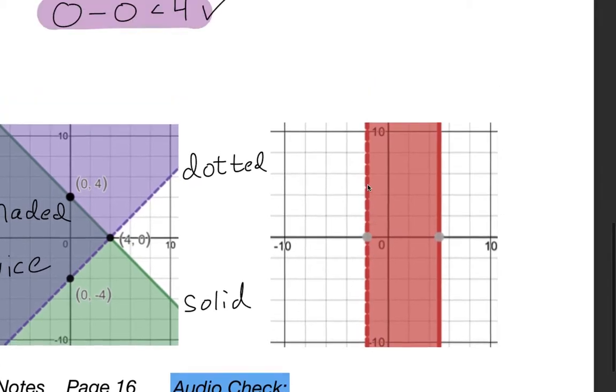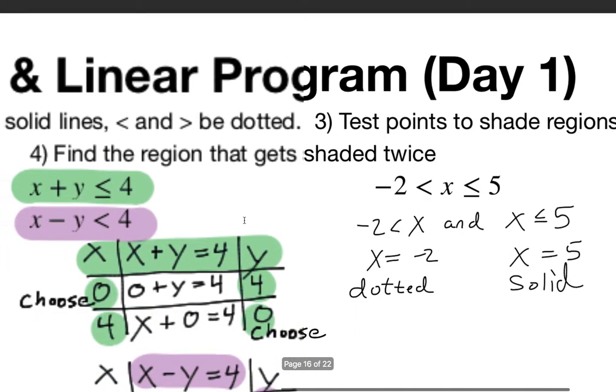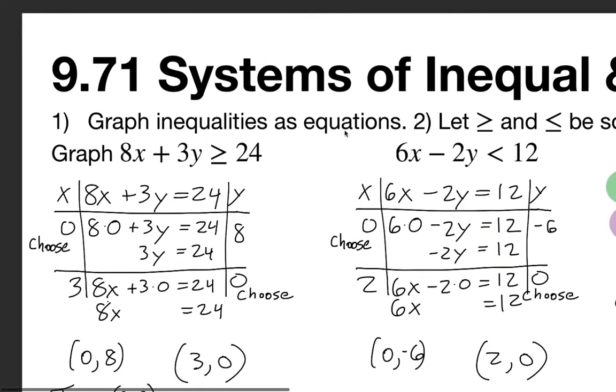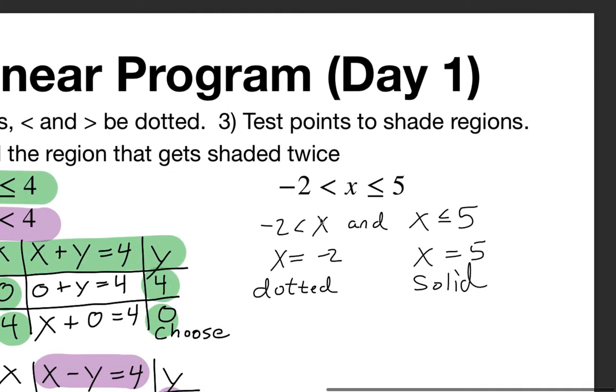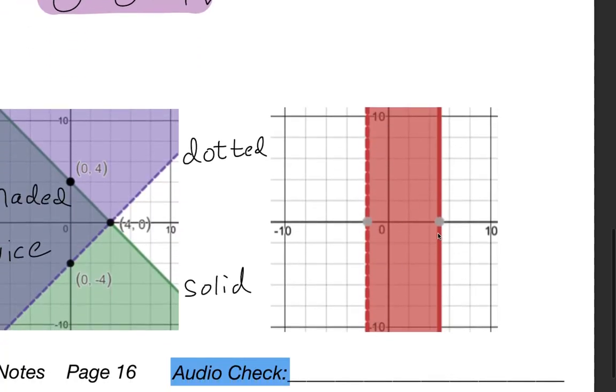Well, if you change them to equations, like I told you to do in step 1, graph the inequalities as equations, then it's a lot easier to see that you just need to draw a vertical line at -2 and a vertical line at 5, dotted and solid. You see, dotted and solid. Great.